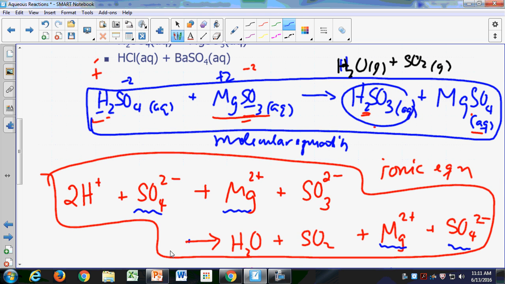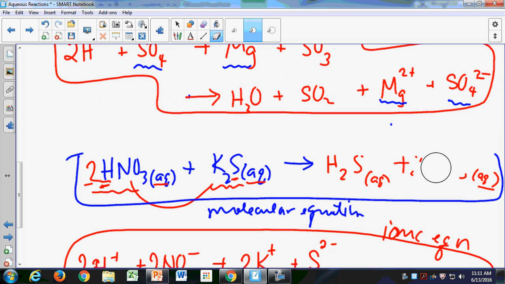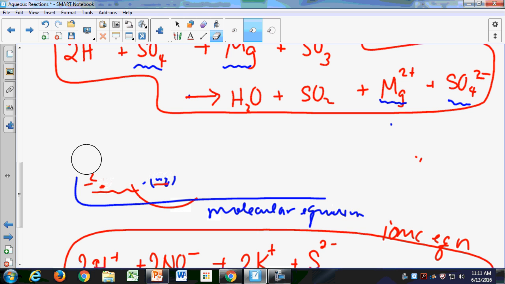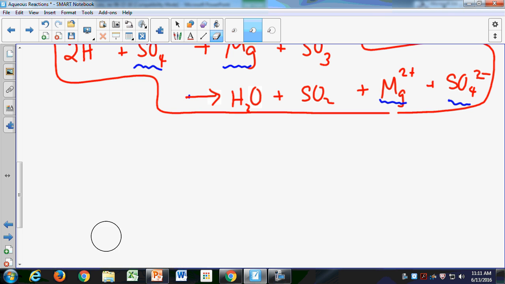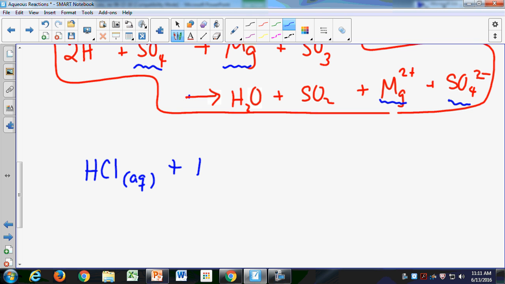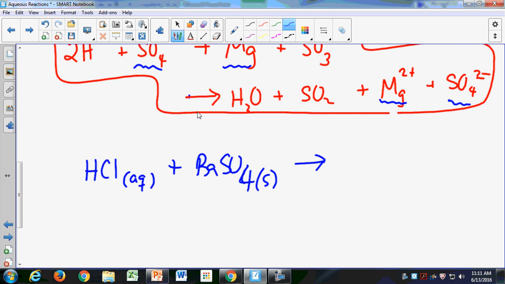Finally, let's look at the last one, HCl plus barium sulfate. HCl aqueous plus barium sulfate solid gives you barium sulfate. Oops, this should be solid. Okay. Barium sulfate will not dissolve in water. It's insoluble in water, so you can't have that reaction with an aqueous solution of barium sulfate. So let's just say barium sulfate solid.